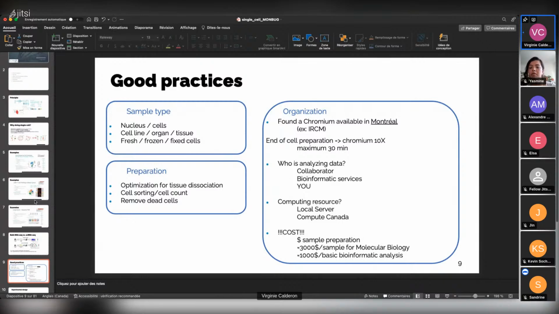So why is it important? Because between the end of the cell preparation and the beginning of the Chromium experiment, there is a maximum of 30 minutes. So again, it's a lot of preparation. You cannot send your samples by the post. You need to be there to have a Chromium near you to do that. So this is the first step: find a Chromium or find whatever system to do this.